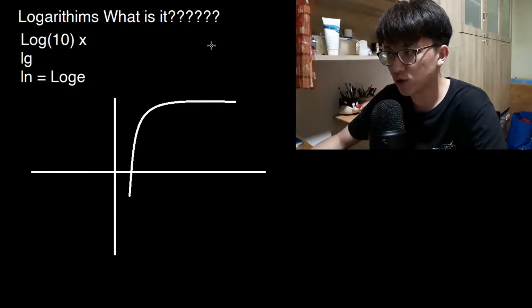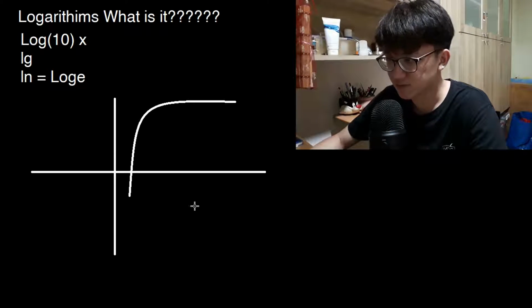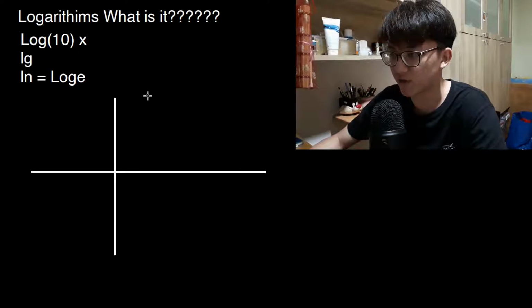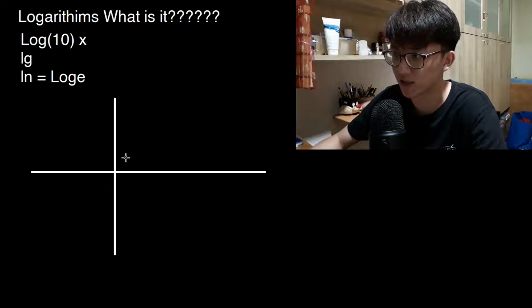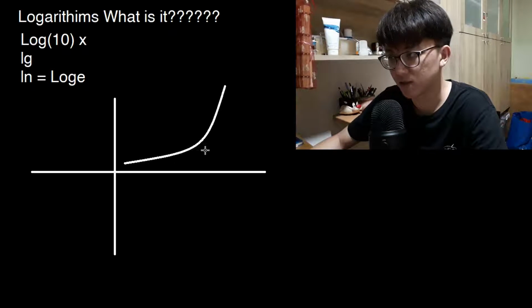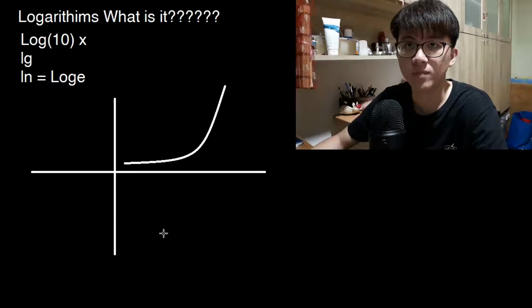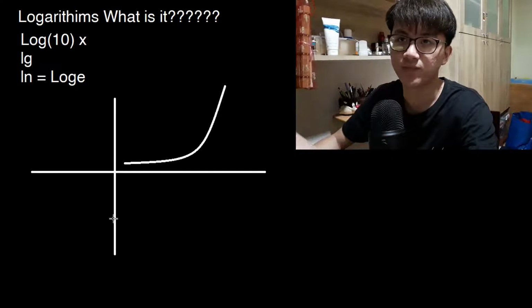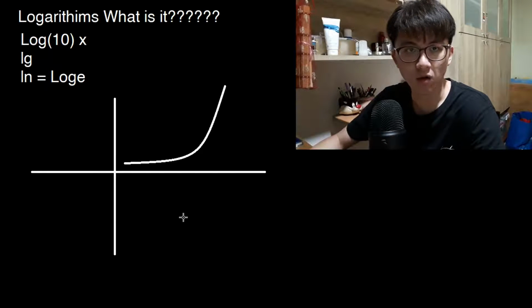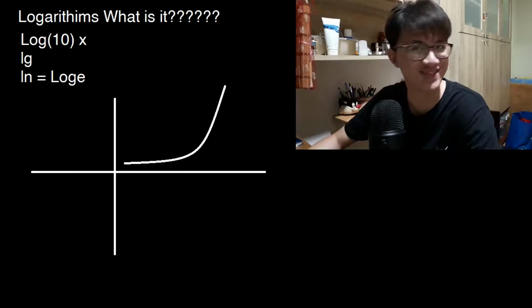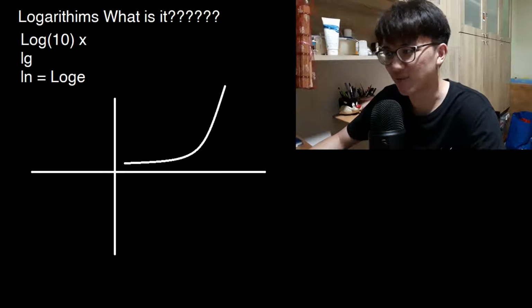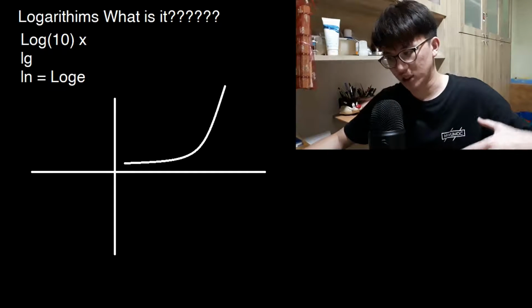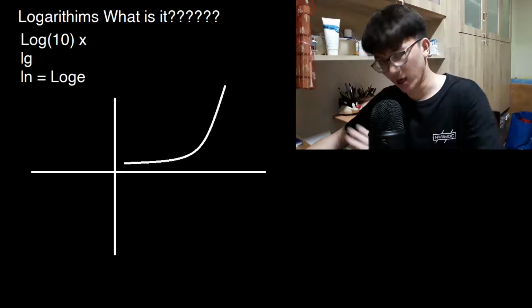We also have natural logs. Natural logs look something like this. You have a curve like that, and then it looks something like this. Usually something like this, we're going to use it and express it through logarithms. Logarithms is like a straight line, but it's also like a curve.